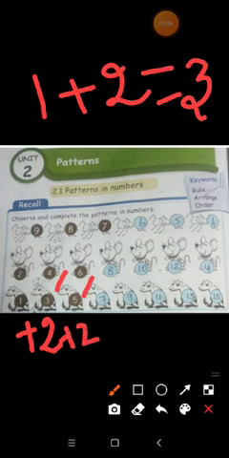Sorry, 5 plus 2 is 7. So 7 plus 2 is 9. 9 plus 2 is 11. 11 plus 2 is 13. 13 plus 2 is 15. So here the rule is plus 2, not minus 2. First you have to observe the order, then only you have to write it.